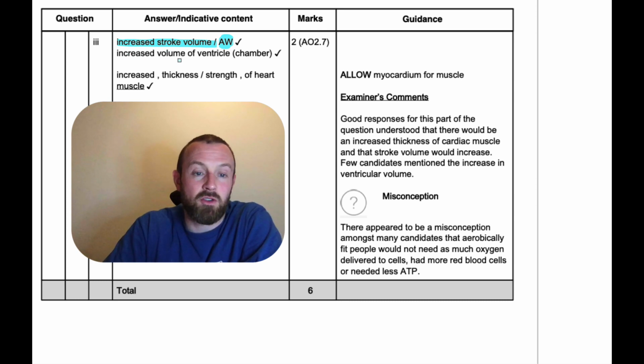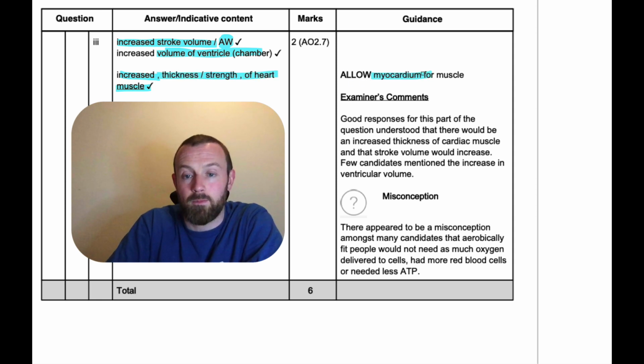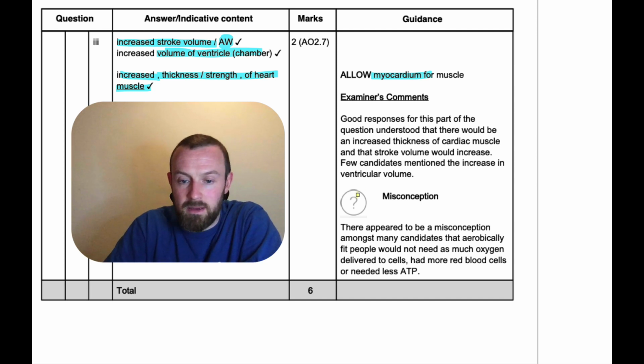And that's because there's increased volume of the ventricle. And then you would have also got a mark for saying increased strength of heart muscle, or increased thickness of the heart muscle, or myocardium. So yeah, this is that misconception. When this question was given to students in the actual real exam, there was this misconception that loads of students around the country had.